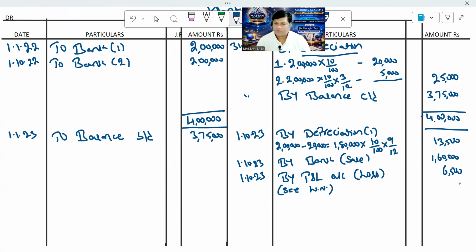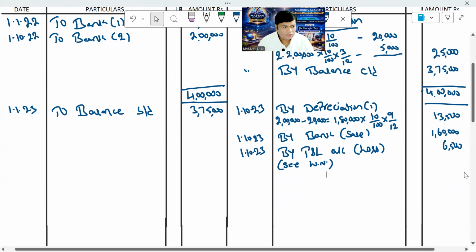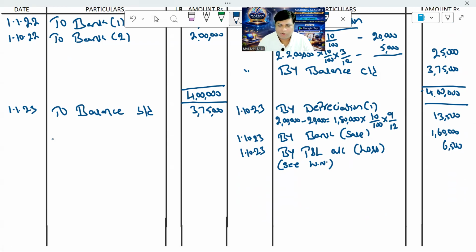Okay, so from this we have closed the first plant account, but we are continuing the second plant, so we'll do the depreciation for the second plant and we'll balance the account. So what is the second year closing? 1/1/2023 is the opening, so obviously closing is 31/12/23 by depreciation. I'm clearly mentioning this depreciation is of the second one.